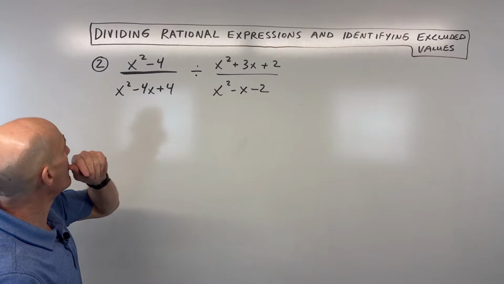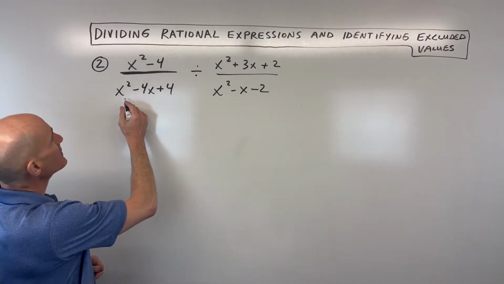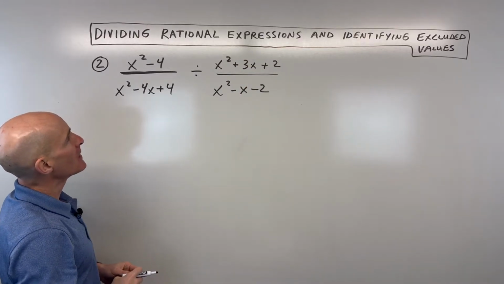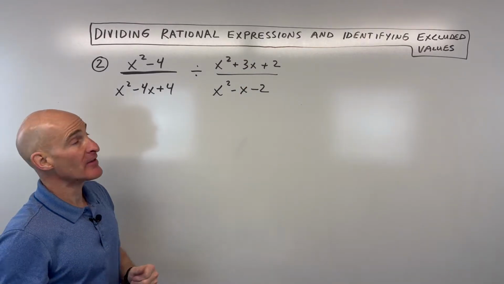And let's dive into this problem now. So x squared minus 4 divided by x squared minus 4x plus 4, divided by this rational expression. Let's go ahead and factor it and then identify the excluded values.